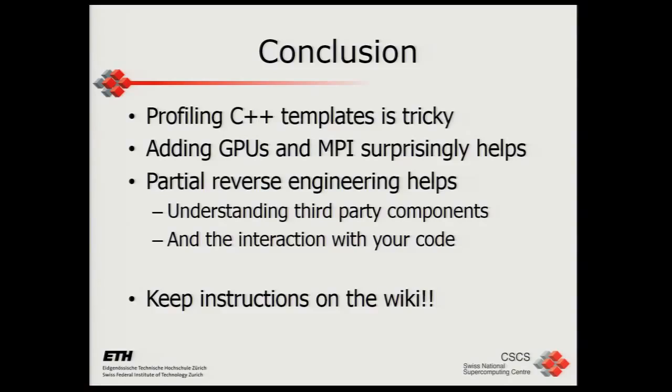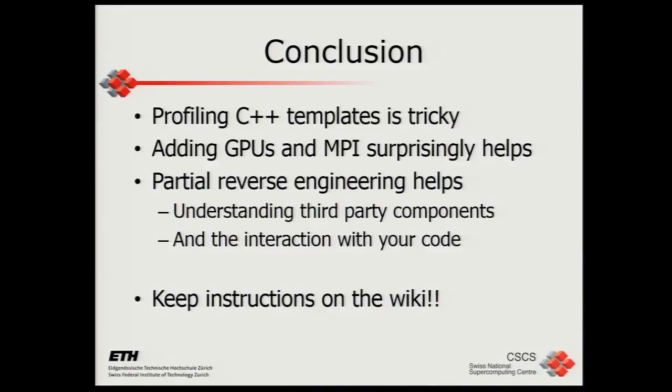So if you add GPUs and MPI, this helps. You can get some information out of it. If there was no MPI, no GPUs, basically VampirTrace would be totally useless for this case. But in this case, we can at least trap some of these events.